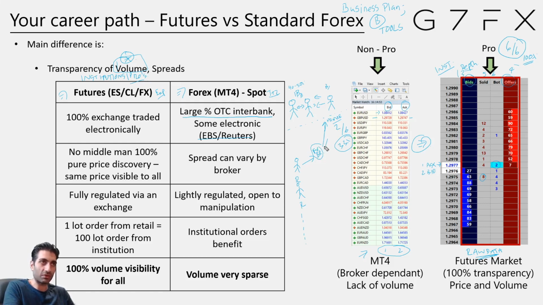So they'll be getting a price right from there. They will then decide what price to give you. That's why I've put here spread can vary by broker. And what you'll notice is in the futures market, that doesn't happen. And even in the institutional market here, can you see how we're almost cut off from the institutional market when it comes to the foreign exchange spot market?